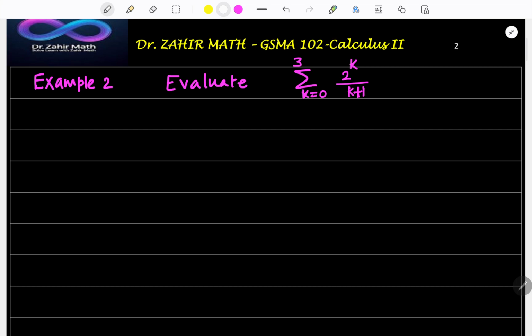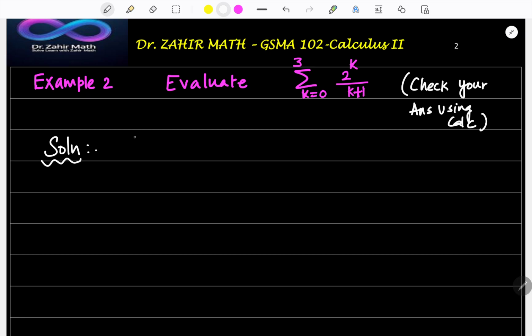Right. Let's go to the first question. Example 2. Evaluate sigma k equals 0 to 3 of 2 power k divided by k plus 1. Okay. Right. So let me go to the solution. You can also check your answers using a calculator. Keep in your mind, check your answers using a calculator. Again, I'm saying check only. You are not supposed to write the answer directly in the exam.